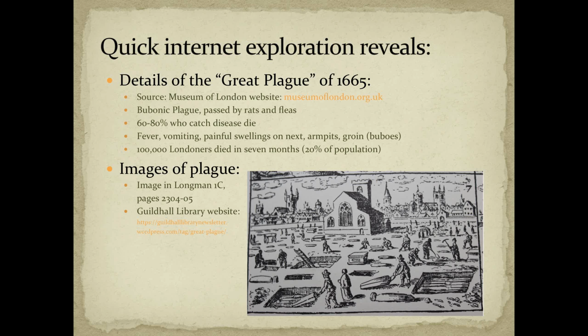I just put it down in a few bullets, where they can find very quickly it's the bubonic plague, 60 to 80% of people who catch it die, some of the symptoms, the idea of the swellings that happen in armpits and groin, the idea that 100,000 Londoners died. They can very quickly find images of the plague. This itself is an image that comes right out of the Longman anthology, and by typing it up online, you can find many copies of it, and one is on the Guildhall Library website.